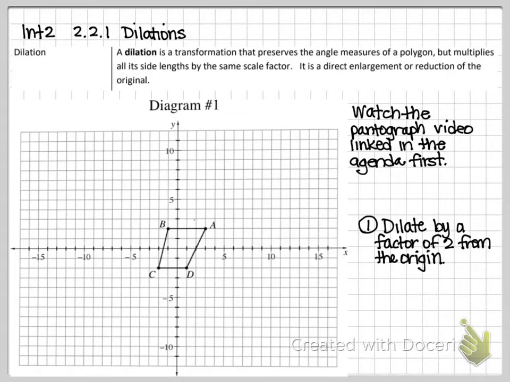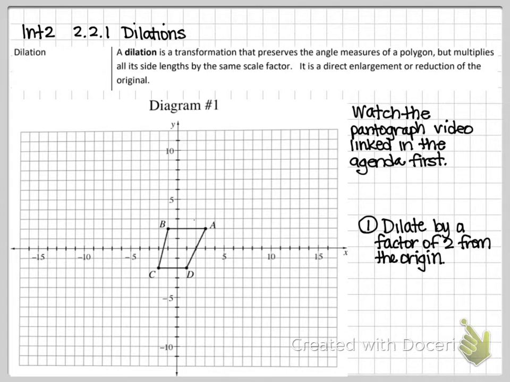Okay, this is Integrated 2 section 2.2.1, and we're going to talk a little bit about dilations. Previously, when you did transformations last year, and probably in Math 8 as well, I believe you went through rotations, reflections, and translations. Those are rigid transformations. What that means is that as we move something around by reflecting, translating, or rotating it, it preserves the original shape and the original size of the object.